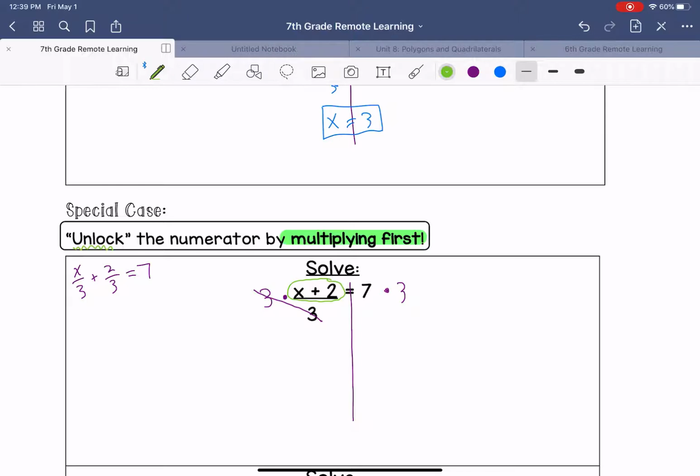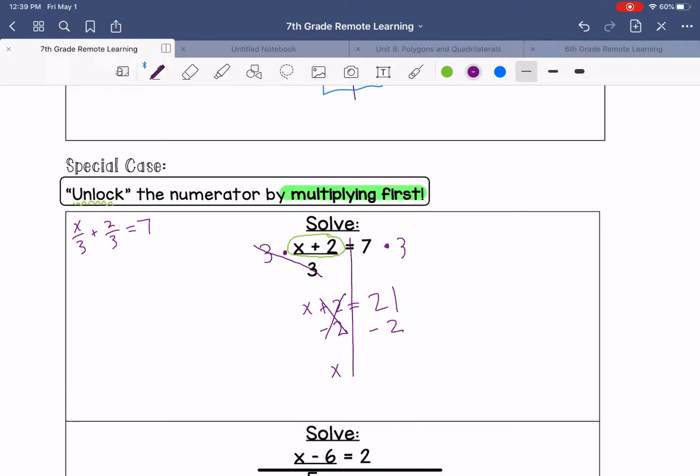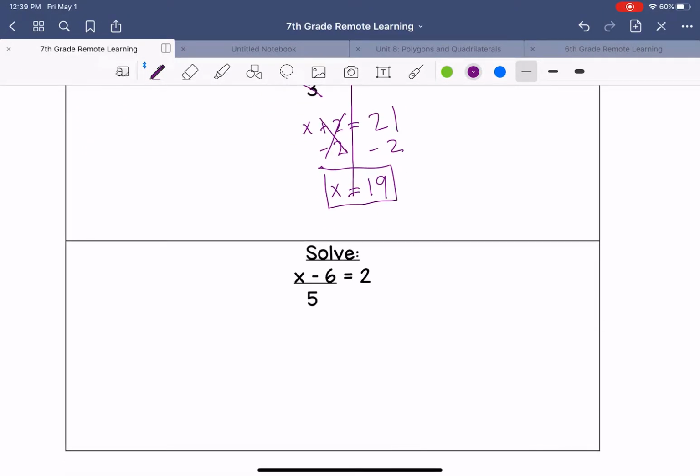All right, so we'll start by multiplying by 3, and that will give us x plus 2 equals, and then 7 times 3 is 21. Well, now I just have a one-step equation, and I know how to solve that. I have plus 2, so the inverse of plus 2 is minus 2. Minus 2. Those cancel, and I will be left with x equals 19. And that's my answer.